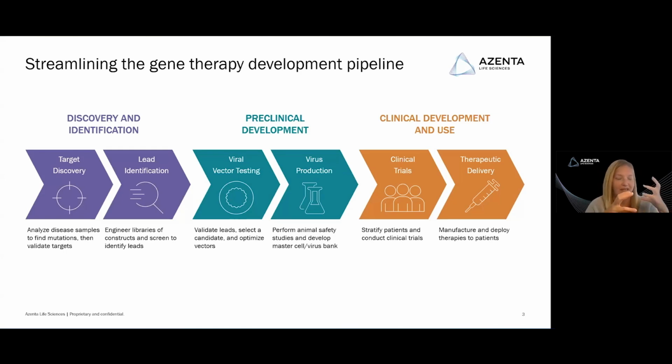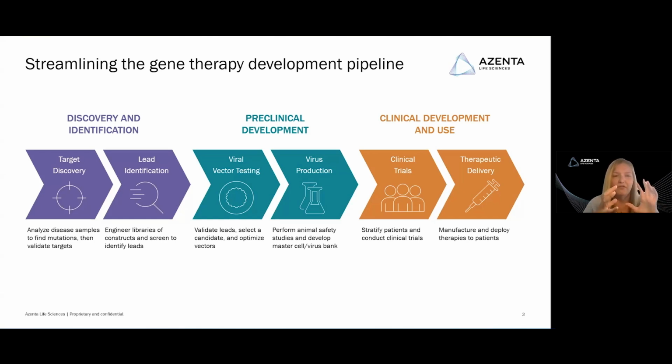So we're going to start out by taking our disease samples, whatever the disease may be, identify mutations, validate targets, that target discovery phase. Once we've identified the particular targets, then we're going to start to create libraries of constructs and identify leads for the therapy. So this is therapeutic lead identification. This screening process will take us into our actual candidate leads. This can be one, it can be many. Depends on what kind of tool we're using, portfolio, what we're looking at.